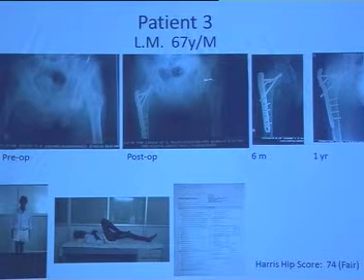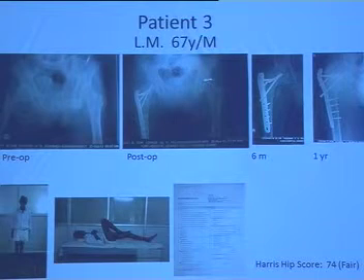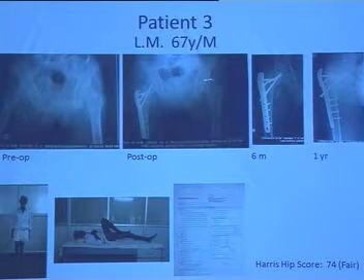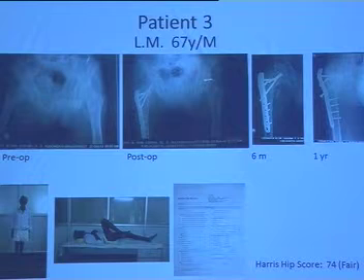Radiologically, you can observe by 6 months there is one screw breakage, and by 1 year follow-up, the fracture line is still visible. The second screw has broken, the third one has backed out. But surprisingly, clinically the patient is doing quite all right. Even though the X-ray looks bad, he has a Harris Hip score of 74, which falls in the fair category.